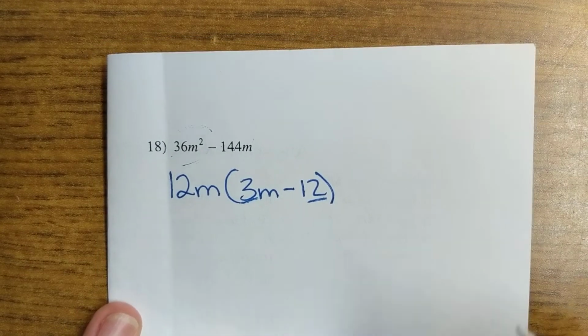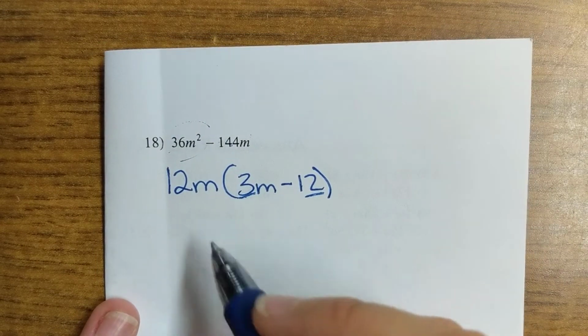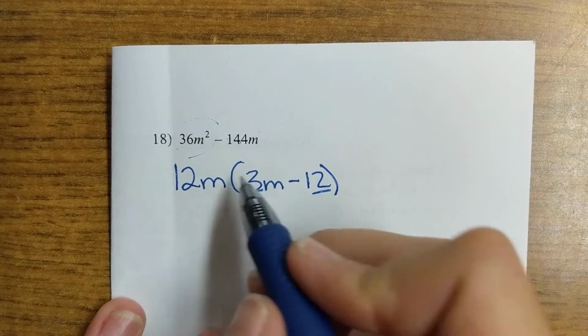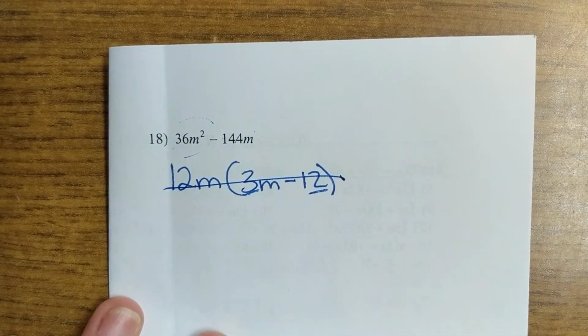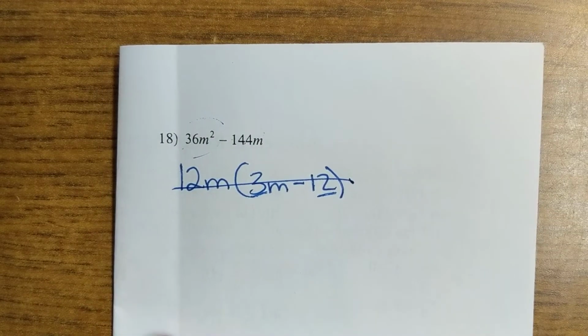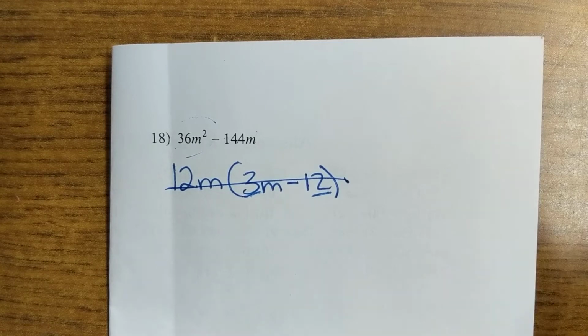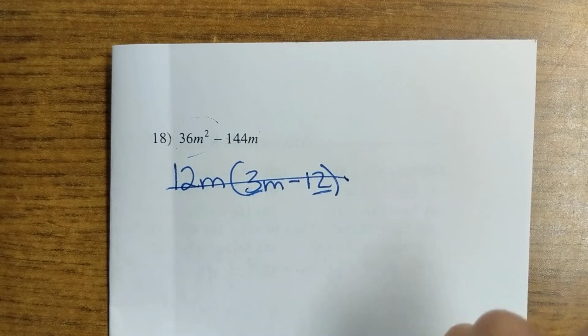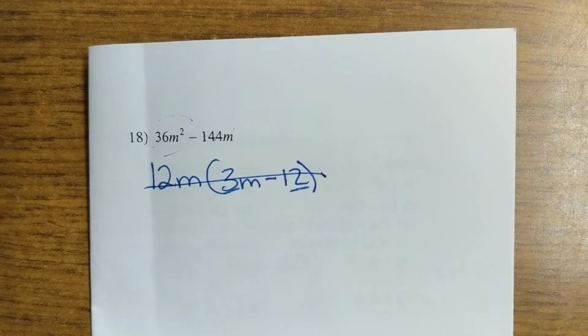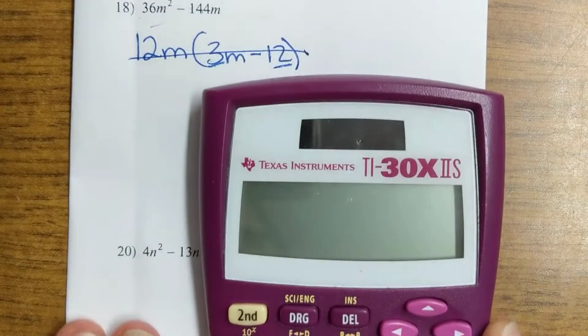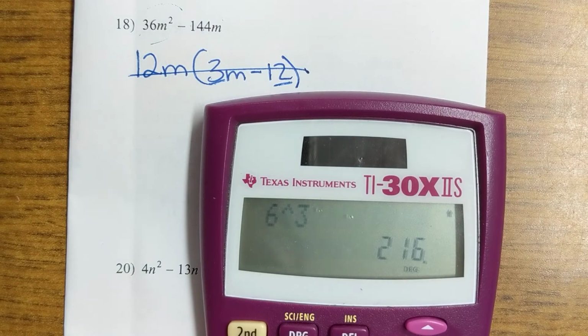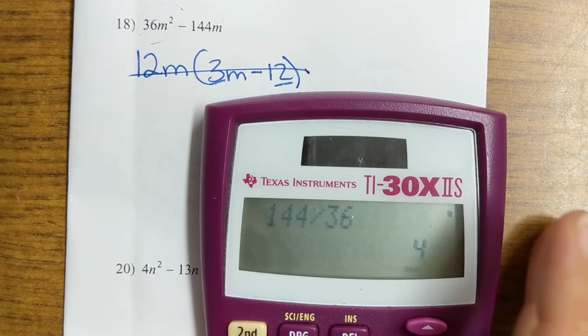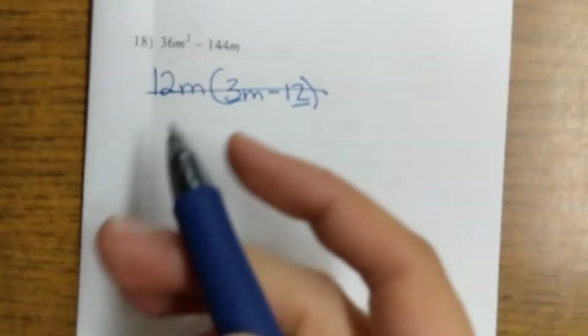I would just probably redo the problem, but I'll just cross it off, and then we'll see what other numbers. Okay, but knowing that if I had taken out the 3 times 12 would be, that's the actual GCF. And let's test it. Let's just be sure. 144 divided by 36. Yes, so 36 does go into 144 evenly 4 times.